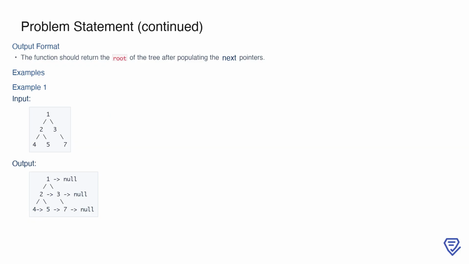Consider a tree where the root node is 1, with 2 and 3 as its left and right children respectively. Node 2 has 4 and 5 as its children, while node 3 has a right child 7. In the output, the nodes should be connected as follows. On the first level, node 1 points to null. On the second level, node 2 points to node 3, and node 3 points to null. On the third level, node 4 points to node 5, node 5 points to node 7, and node 7 points to null.